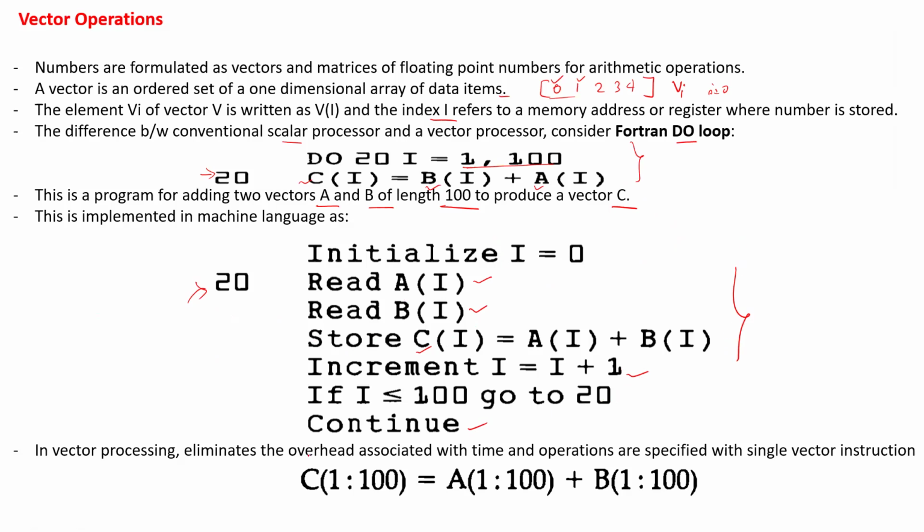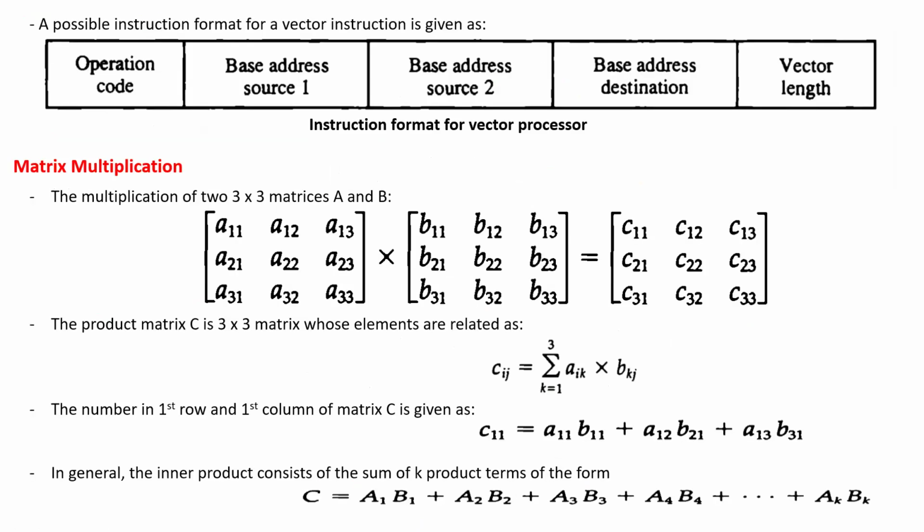And in vector processing, finally, you see that it eliminates the overhead associated with time and operations, such as initialization and calling the register values. All these things are eliminated here. With the help of a single vector instruction, it performs the operation: the outcome of the addition of vectors A and B is stored directly in vector C, from 1 to 100. So you see that a single line performs the operation in the concept of vector processing.